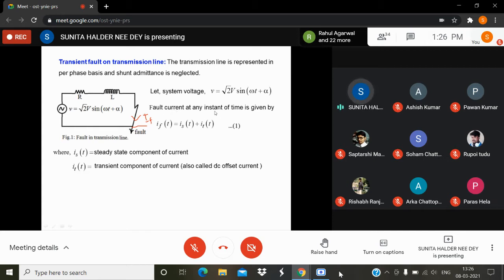Now the fault current at any instant of time, we can write as some steady state value and some transient value, because this circuit was not existing. This circuit is created due to the fault, so that is a switching, and this is a transient. When this switching becomes permanent, that will be the steady state condition. When this switching has just occurred, that is a transient condition. So whatever be the current at any point, we can write it as steady state plus transient current. When the transient dies down, only the steady state current will be there. But at the initial condition, there will be both steady state current and transient current.